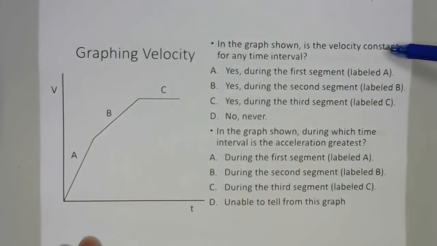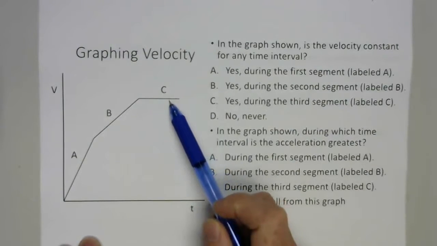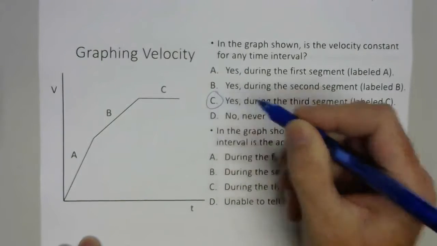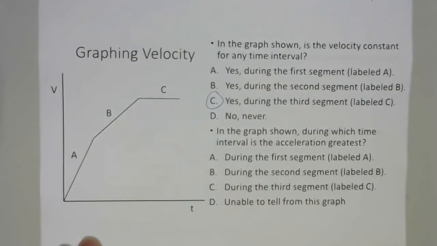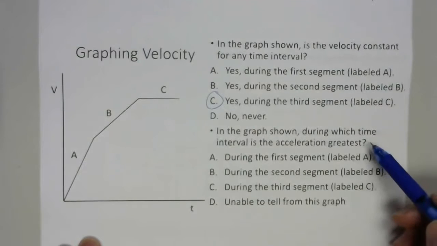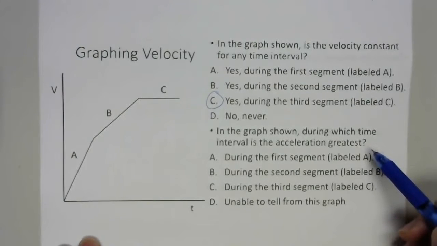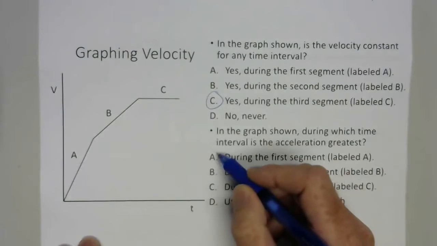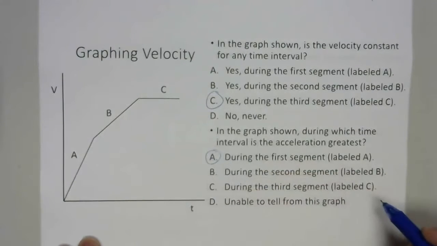So is the velocity constant at any time interval? All right, where is it flat? It looks like it's flat in segment C. So the answer to the first one would be segment C. The velocity would be constant. And in which segment is the acceleration the greatest? Okay, where is it the steepest? It looks like maybe it's a bit steeper in segment A as opposed to segment B. It's not accelerating in C, so that's not a good answer.